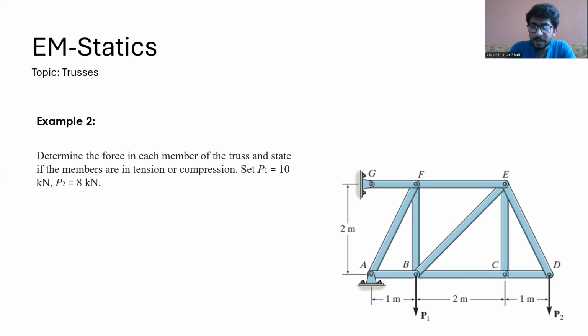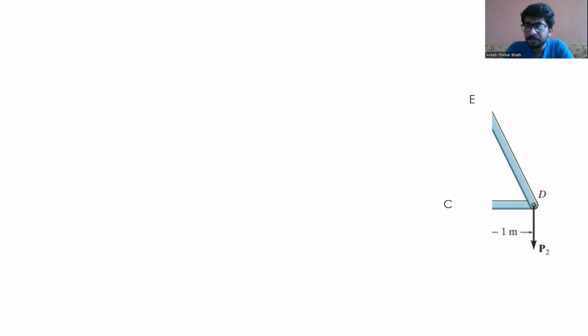And you see that at point A and G, the truss is connected with the ground or the wall by using a pin joint. So two reaction forces are acting, which are these, and these are other forces that we have to find. So first of all, I am going to start with point D. So these are the forces that are acting at the members.